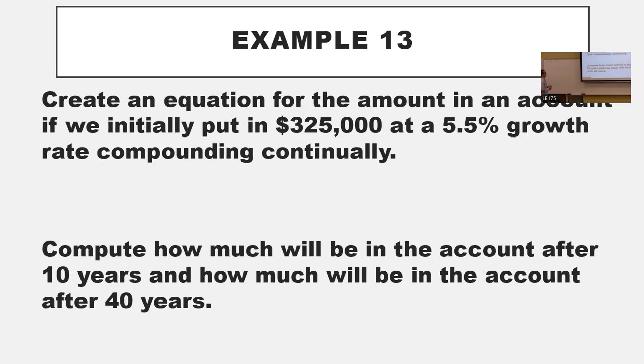So let's do an example. Let's pretend we put in $325,000 at a 5.5% growth rate, compounding continually. We want to compute how much is in the account in 10 years and how much will be in the account in 40 years. So we're going to put in $325,000.